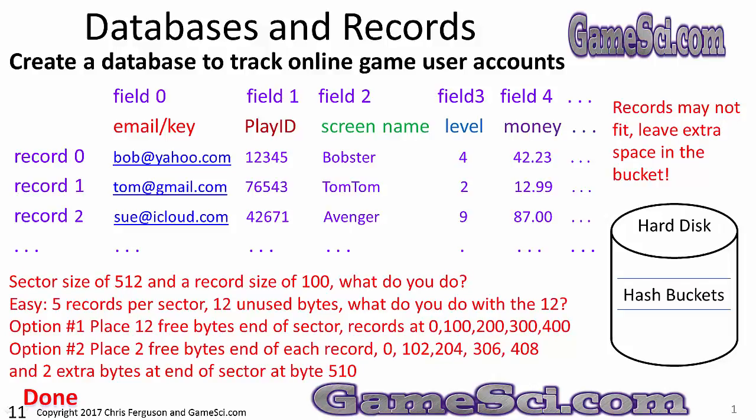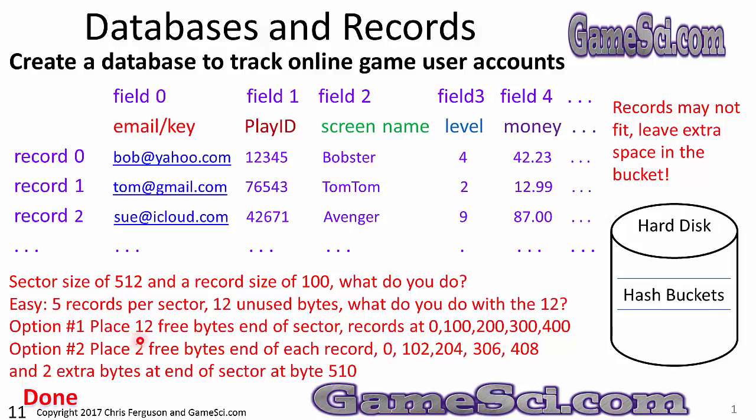Now, records may not fit exactly into a sector, in which case you need to leave some extra space in the bucket. Let's say we had a sector size of 512 and a record size of 100. What do you do? Easy. You're going to store 5 records per sector and leave 12 unused bytes. Now, why do you leave 12 unused bytes? Because you never ever want a record to cross a sector boundary. Fit as well as you can, as many records as you can into each bucket, but do not split a record between buckets. So what do we do with the remaining 12 bytes?